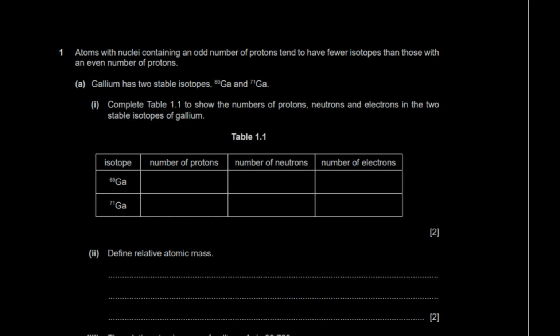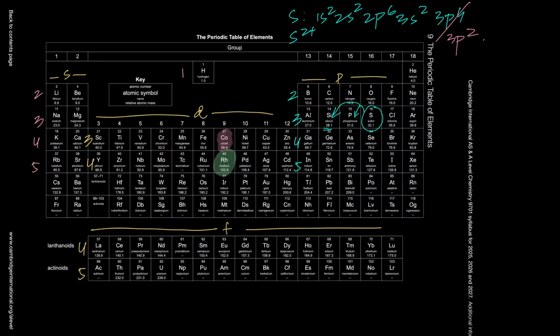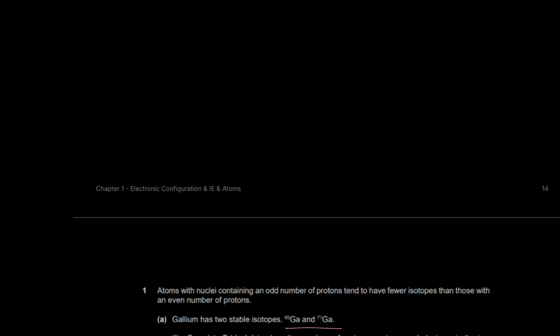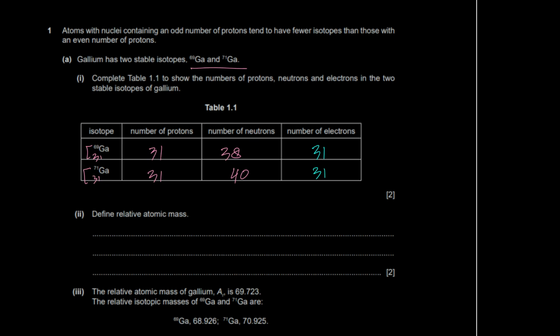Gallium has 2 isotopes, gallium 69 and 71. Complete table 1.1 to show the protons. Go to the periodic table, check out how many protons gallium has. Gallium is right here. It has 31 protons. What are the number of neutrons? Well, 69 minus 31 and 71 minus 31. That's 38, and 71 minus 31, that's 40. And how many electrons are there? They're both atoms, so the number of protons and electrons are equal. 31, 31. Khatam.